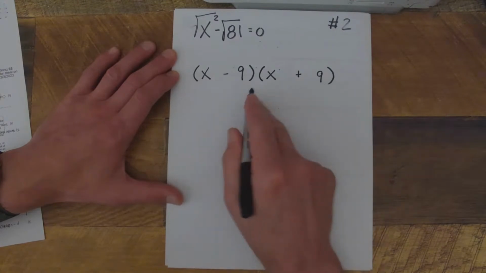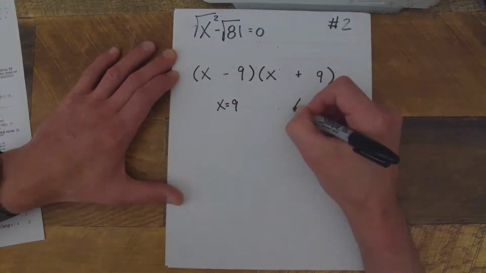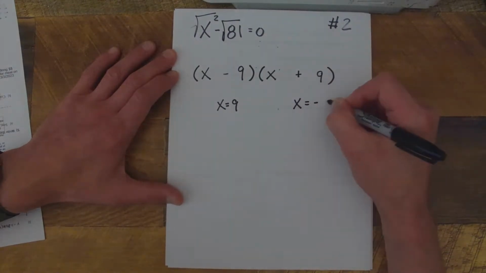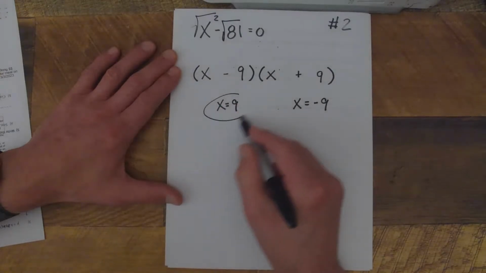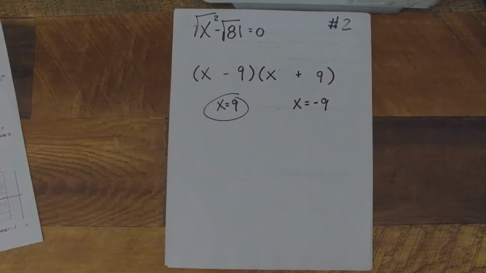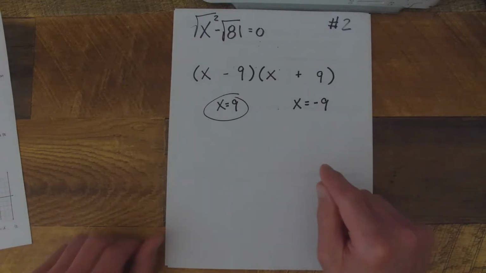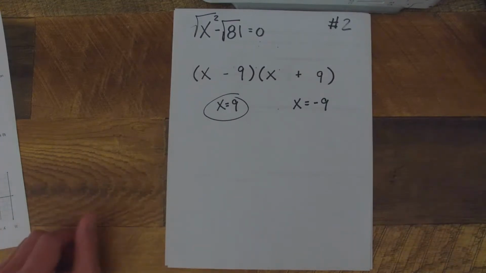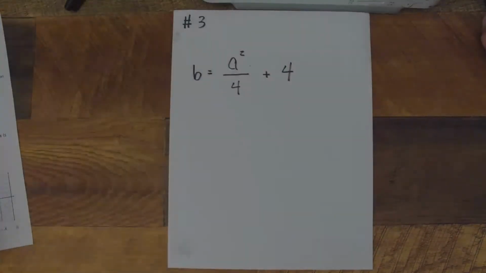Now, if you were to set each of these equal to 0 and solve, we would get x equals 9. We would get x equals negative 9. Since it wants to know the positive value, that's your answer for this one. Only 9. It wants to know what is the positive value. If you want to see the other way that it's done, just let me know. I'll be happy to show you the other way, but I don't want to make things too confusing for the time being.